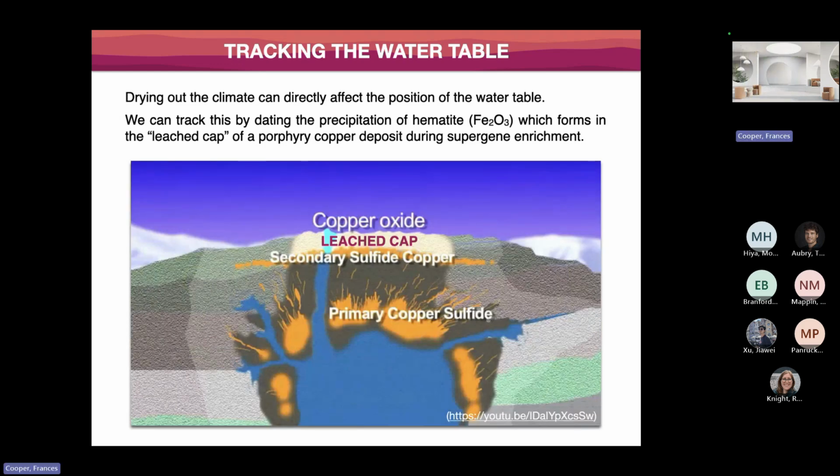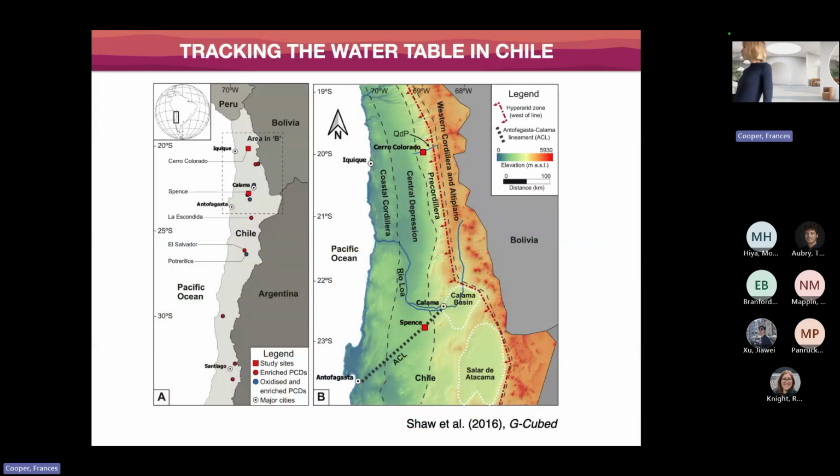And so this is that same diagram again, showing this is our secondary sulfide blanket, where we get the much higher grades of copper and secondary sulfides, and then just above in some secondary oxides. But above that, we have what's known as the leach cap, which is pretty much all hematite left over. So what I'm going to talk about is how we can use the precipitation of hematite in these leach caps to tell us something about relative motion of the water table, and also a little bit something about where that water might be coming from and how that fits in with our understanding of the changing climate in this region.